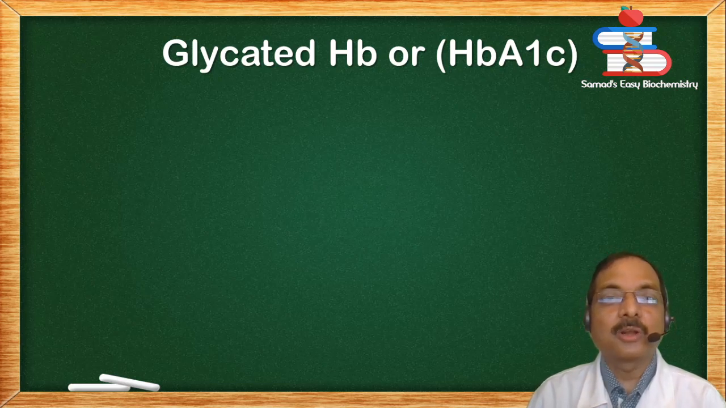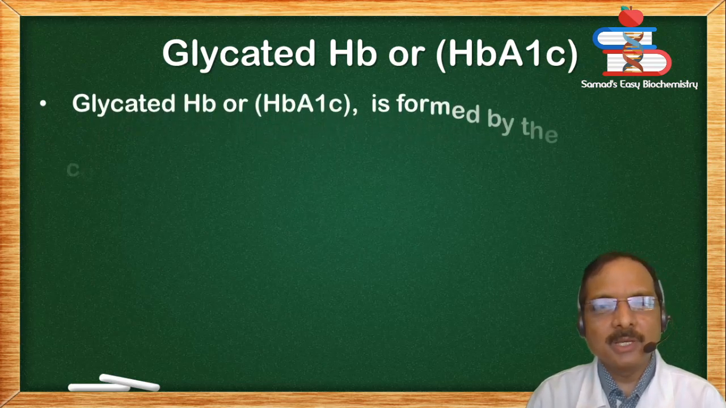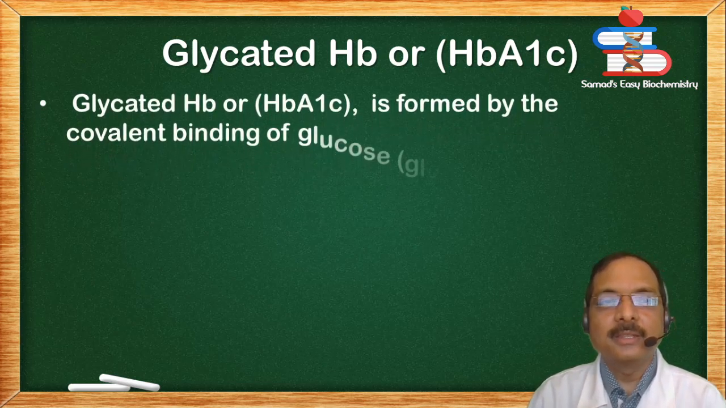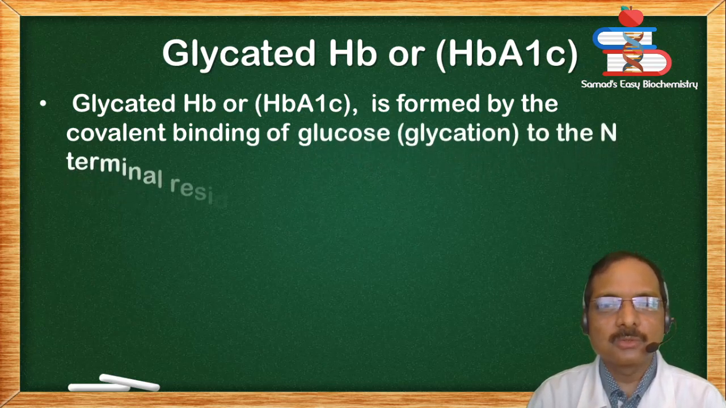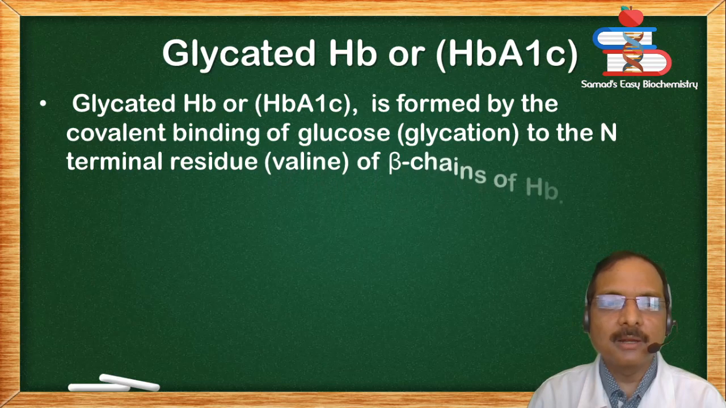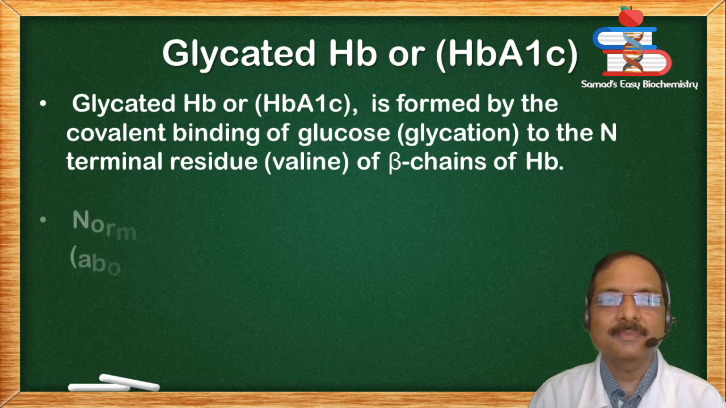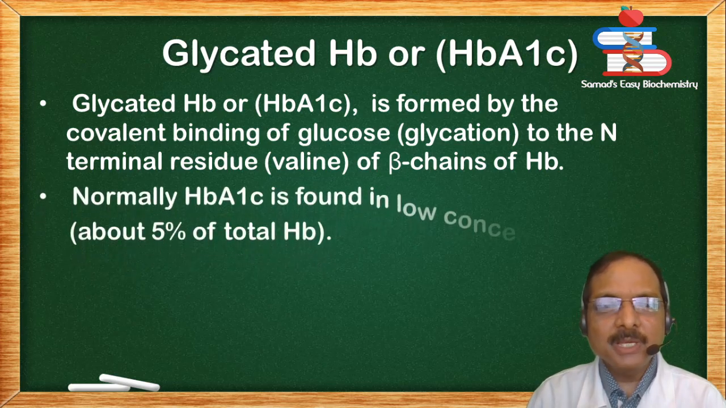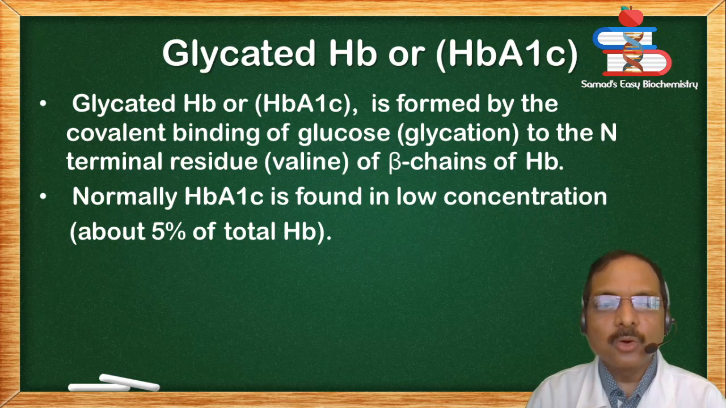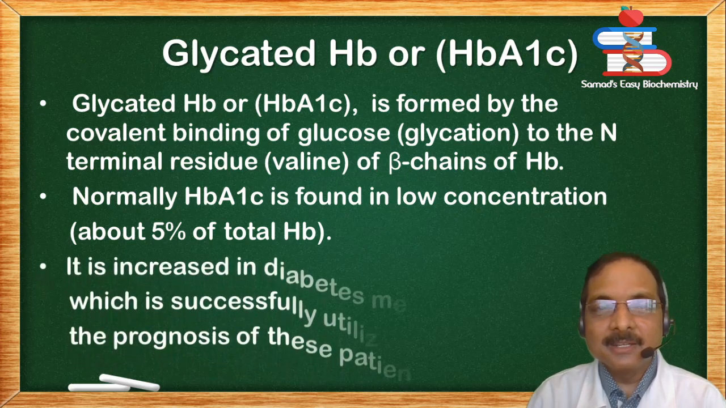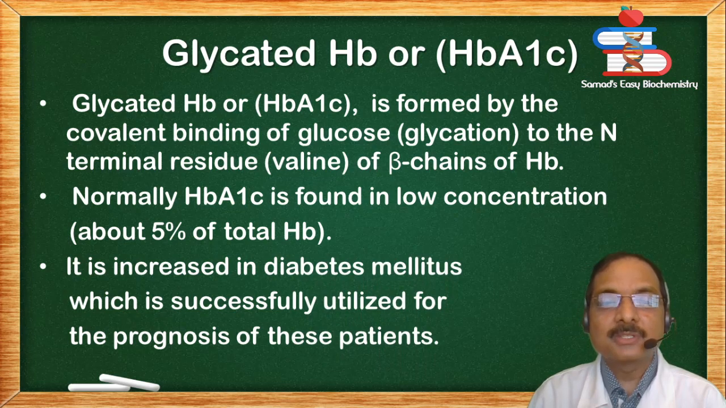Glycated Hb or HbA1c. Glycated Hb or HbA1c is formed by the covalent binding of glucose, glycation, to the N-terminal residue valine of beta chains of hemoglobin. Normally, HbA1c is found in low concentration, about 5% of total hemoglobin. It is increased in diabetes mellitus, which is successfully utilized for the prognosis of these patients.